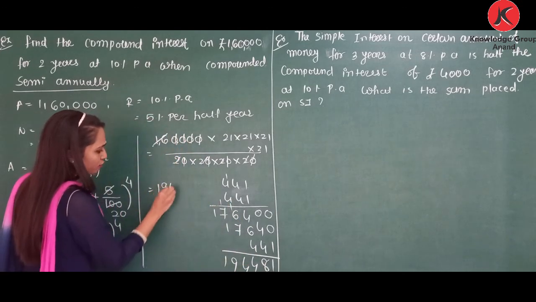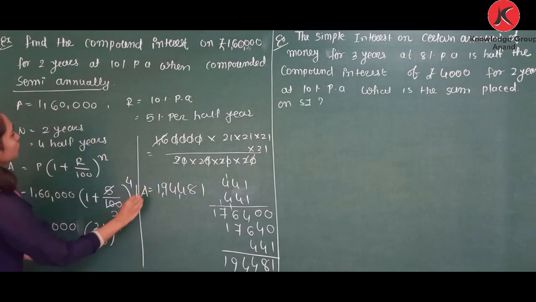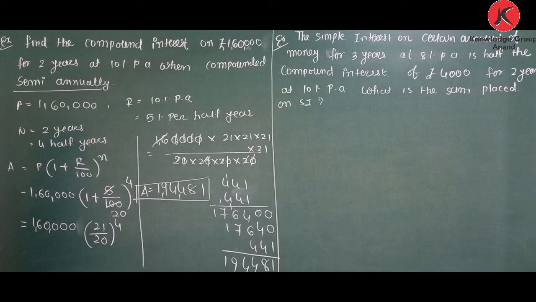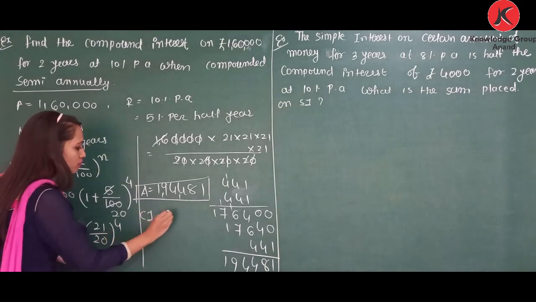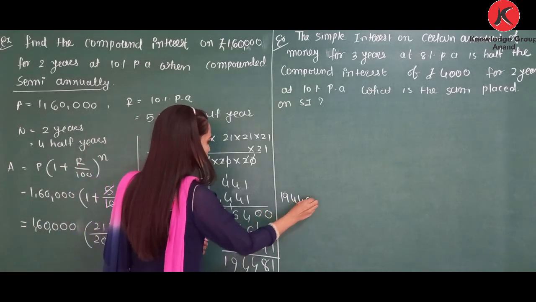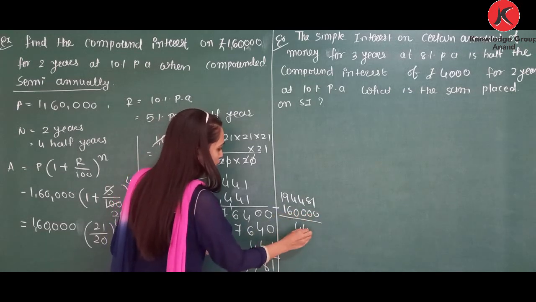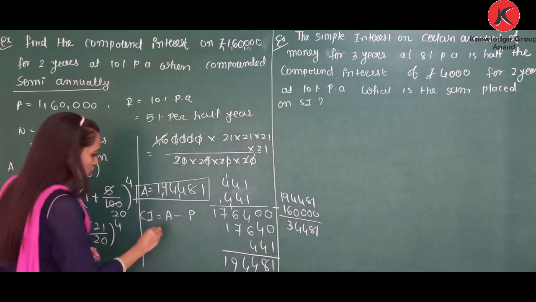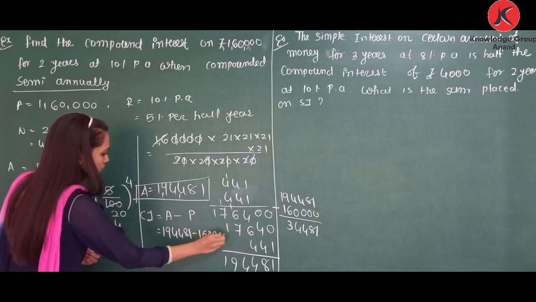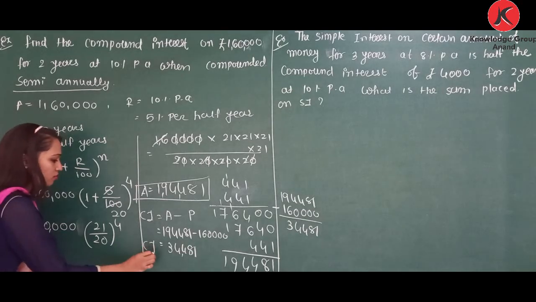So it is 1,94,481. So that is the amount after 2 years when it is compounded half yearly. So compound interest will be amount minus P. So perform the subtraction. 194481 minus 160000. So you will get 34,481. So that is compound interest.